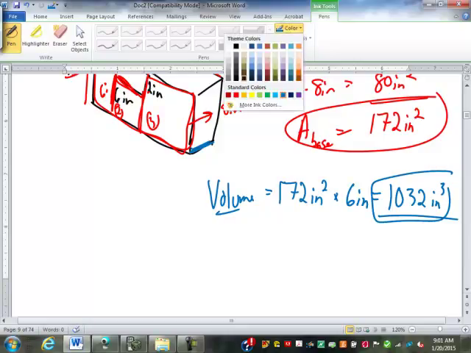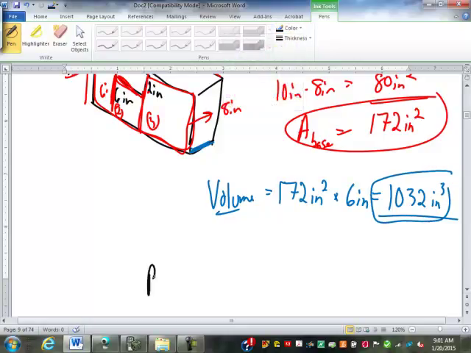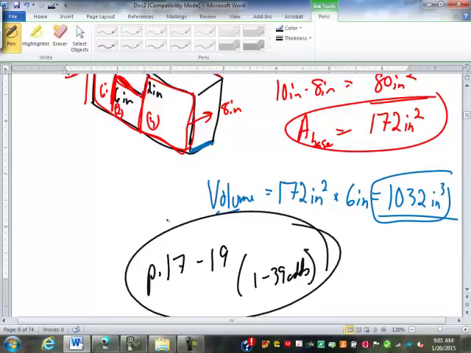What do you think? Good stuff? Well, in your book, page 17 through 19, it'll be 1 through 39, the odds, take you through areas and volumes.